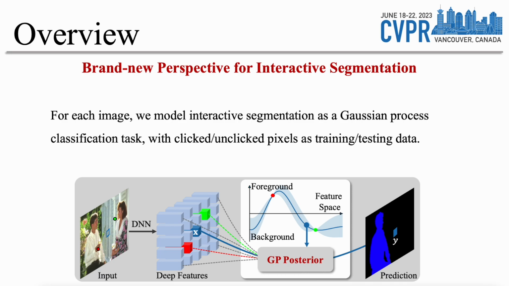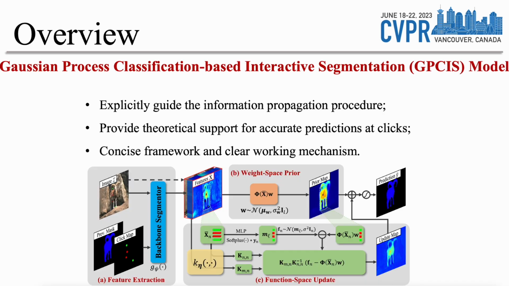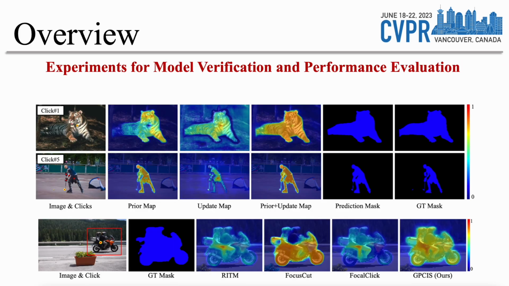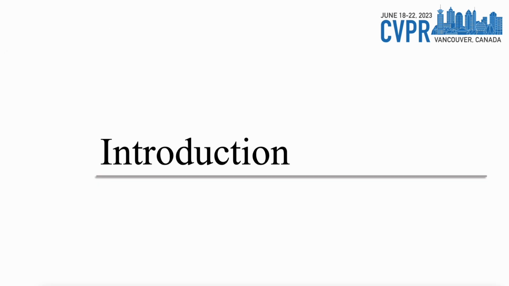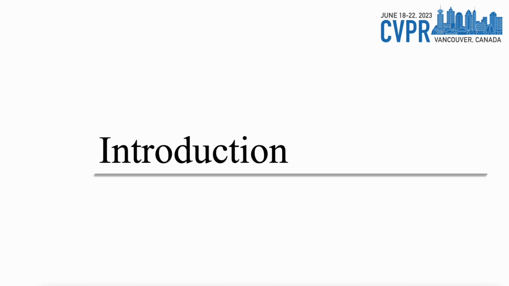For each image, we model the interactive segmentation as a Gaussian process classification task, with clicked or unclicked pixels as training or testing data. We then formulate the Gaussian process model and construct a corresponding framework which can guide information propagation and provide theoretical support for accurate predictions at clicked regions. Finally, we conduct experiments for model verification and demonstrate the superiority of our model. Let's introduce our work in detail.